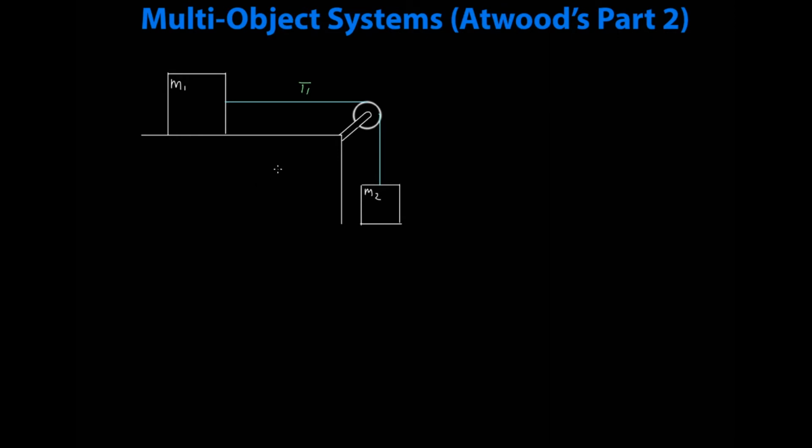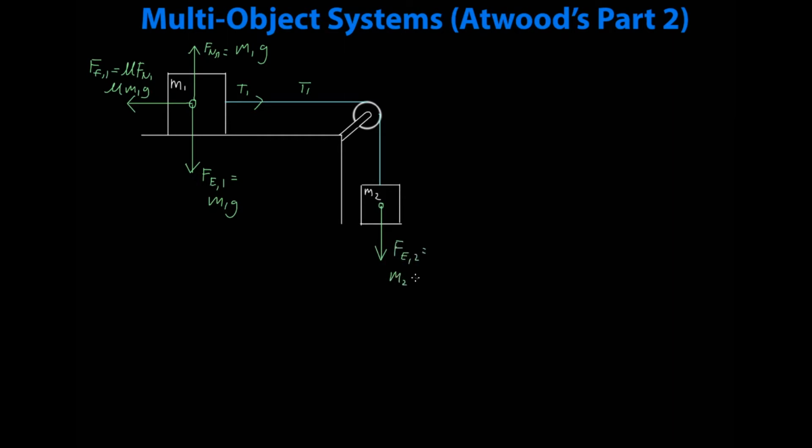So to start out, we are going to create our force diagram. So I will start with mass 1. We have force Earth on mass 1, which is m1g. We have force upward, force normal on mass 1, which is also m1g because it's a horizontal surface. We also have force friction on mass 1, which is mu times force normal on mass 1, which is mu m1g. We also have tension 1 on mass 1. All right, on mass 2, we have force Earth on mass 2, which is m2g, and we have tension 1 on mass 2.